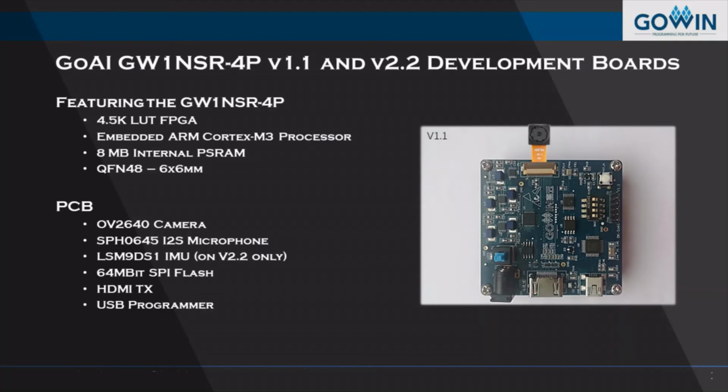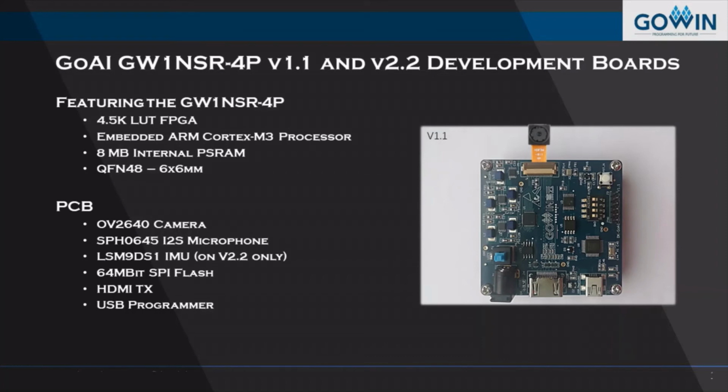There's one I2S microphone. This is the SPH0645 I2S microphone, but more could be connected to the device. You can do basically as many I2S interfaces as you want. And there's an IMU on the version 2 board also. And then externally on the PCB, there's 64 megabits of SPI flash. This is used to hold the coefficient data.